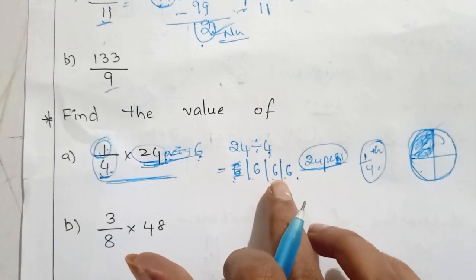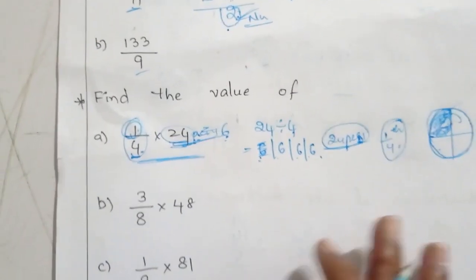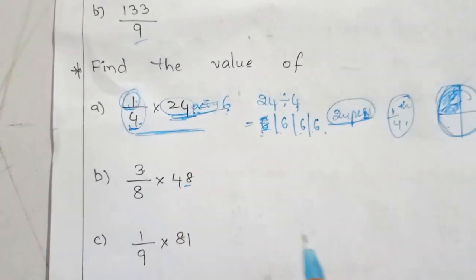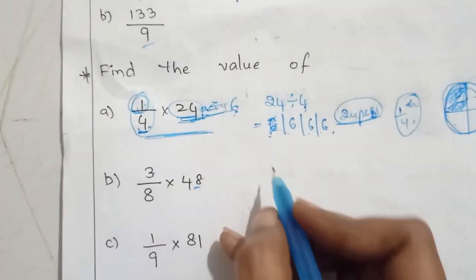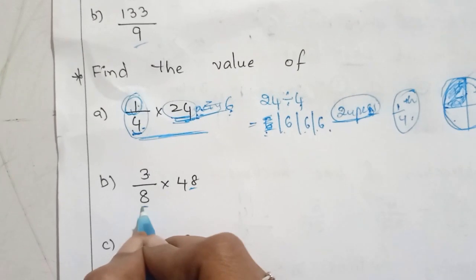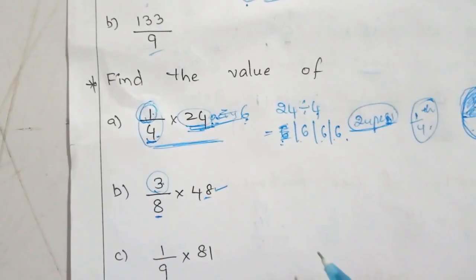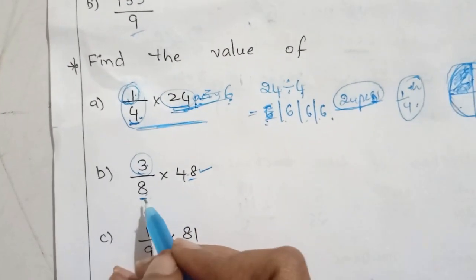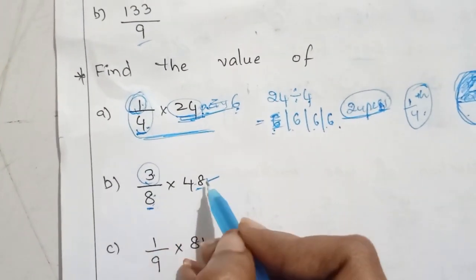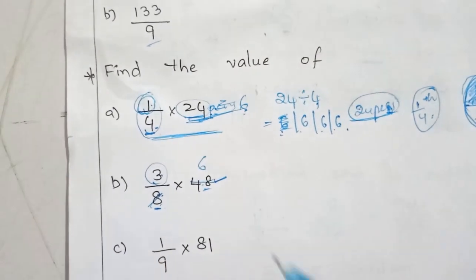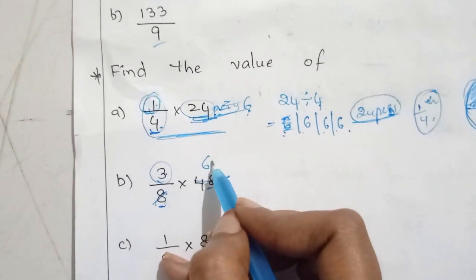So every time we can't do it in this way. So how do we have to solve these problems? See this question: 3 by 8 into 48. When we have these questions, first you have to check in the 8 table where you are getting 48. Forget about the numerator first. Check the 8 table, where you are getting 48. In the 8 table you are getting 48 at the sixth step. So 8 6s are 48.